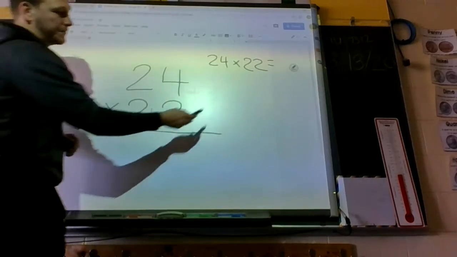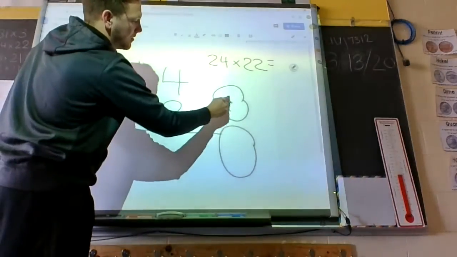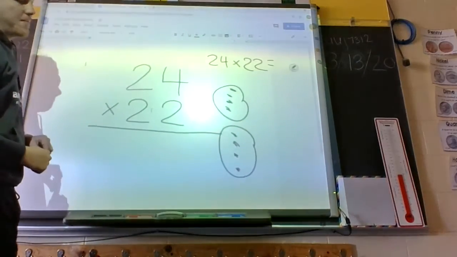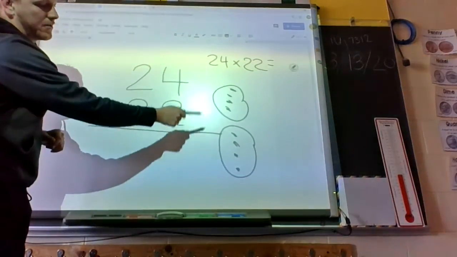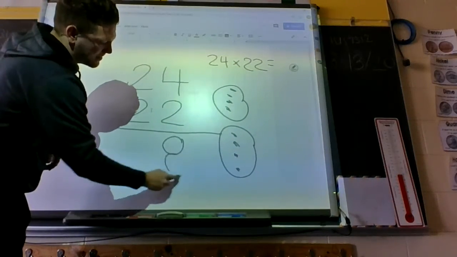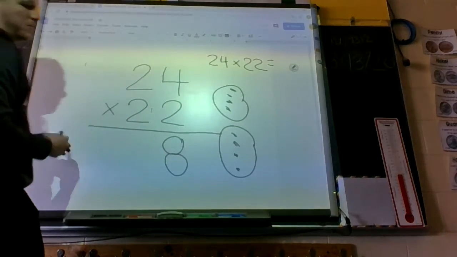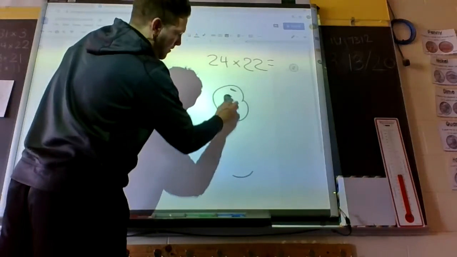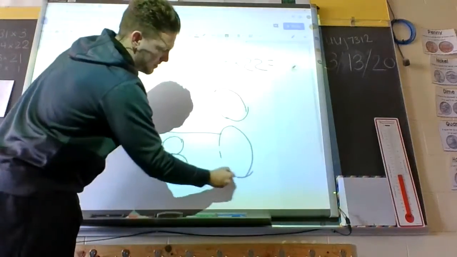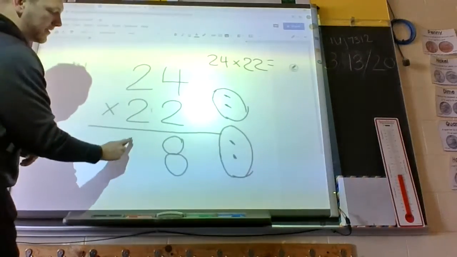2 times 4. We know if we have 2 groups, and we have 4 in each, how much do we have altogether? Go ahead and count them. We have 8. So 2 times 4 is 8. And we put that right below what we just solved. Then 2 times 2. We have 2 groups, so we're going to reuse these groups that we already had drawn, and we put 2 in each. 1, 2, 1, 2. 2 times 2 is 4.